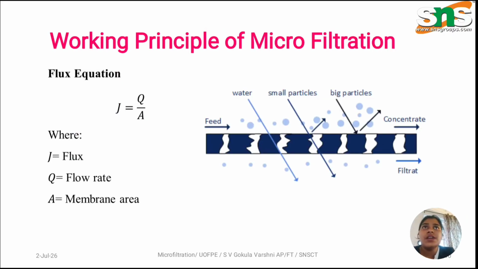So here is the working principle of microfiltration. Initially, the feed liquid is pumped from the feed tank to the membrane module. As the pressure is applied, the liquid flows parallel to the membrane surface. This is called cross-flow filtration, and this is mainly driven by the flux equation, that is J equals Q by A. The continuous flow minimizes membrane fouling by sweeping retained particles away from the membrane surface. Finally, the permeate is collected for further processing, while the retentate may either be recycled or used as a concentrate product.